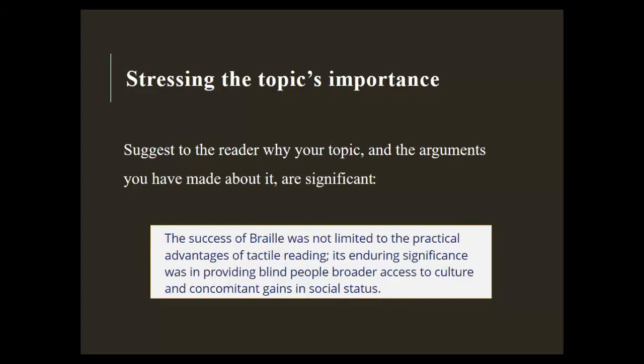So this is not just the success of Braille, that it gave practical advantages associated with reading, no, rather it has a broader significance through this invention. Through this invention, blind people had a broader access to culture, literature, world knowledge, and because of that access to knowledge, they had the opportunity to enhance their social status. Are you getting my point?